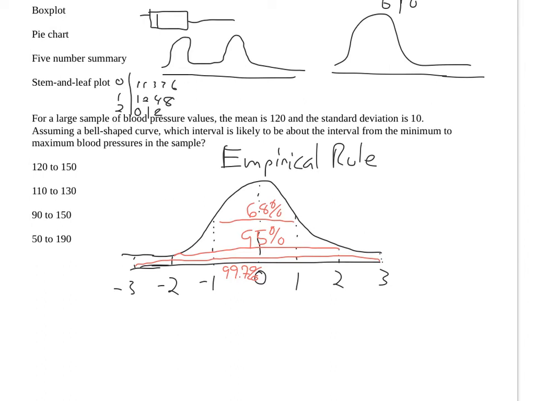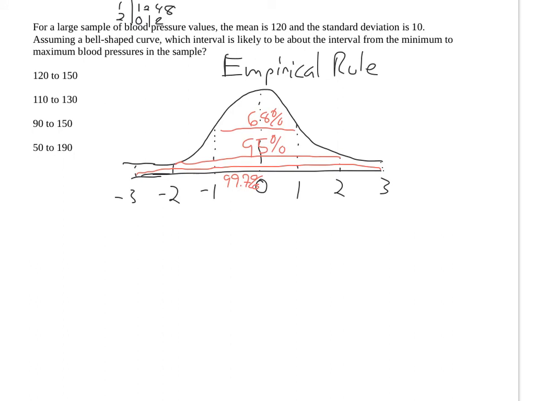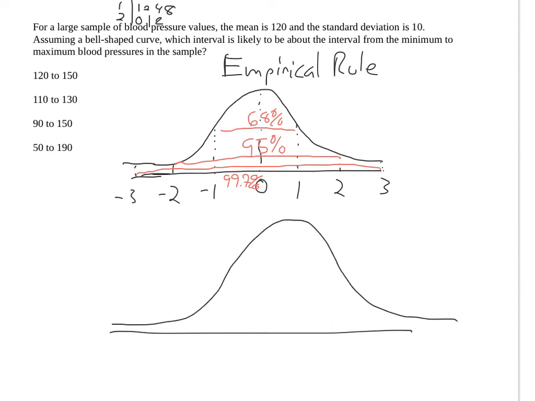Well, the mean is 120, so let's reconstruct this in the context of this problem. We have a normal distribution. We're assuming a bell-shaped curve. You see that? It says that in the second sentence there. So here's our bell-shaped curve. Our mean is 120, and the standard deviation is 10. The standard deviation is 10 means that one standard deviation below is 120 minus 10. That's 110. One standard deviation above would be 120 plus 10. It's 130.